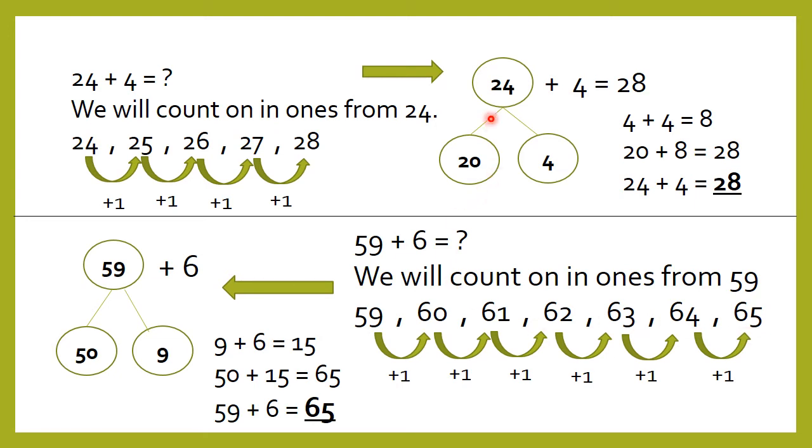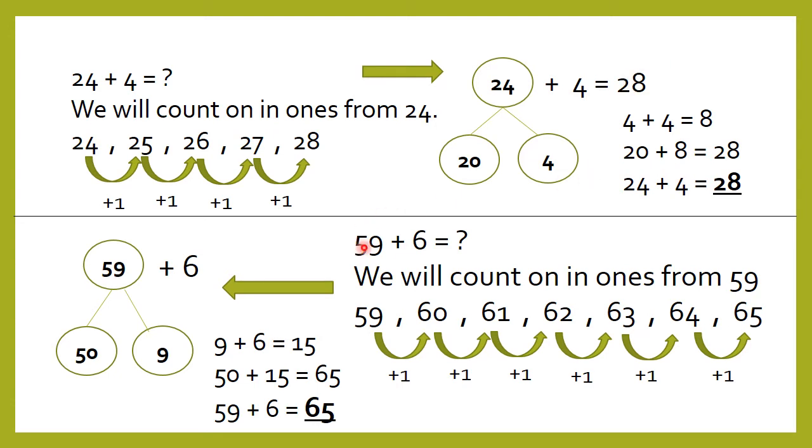You can either count on in steps of whatever the number is, or you can break the number and find your answer. For example, we have 24 plus 4. I'll break the bigger number. 24 can be broken into two numbers, 20 and 4. Now I'm going to use these two numbers. First, 4 plus 4 is 8, and then 8 plus 20 is 28. So my answer is 28.